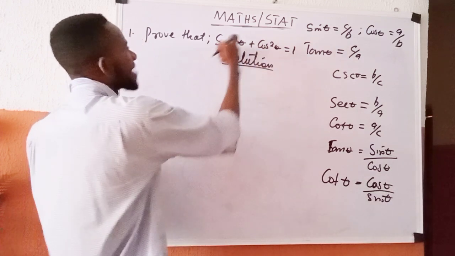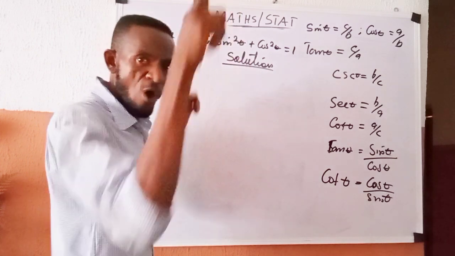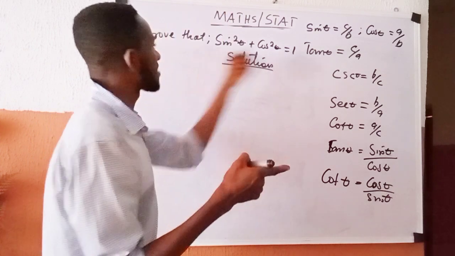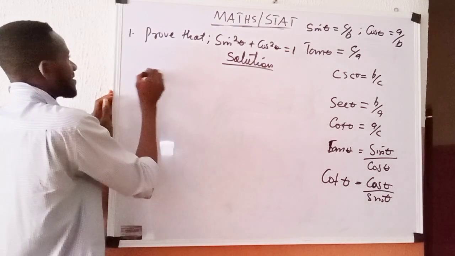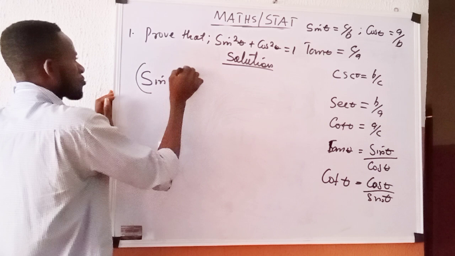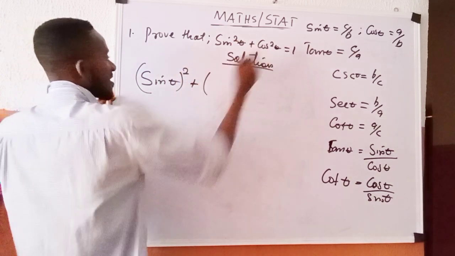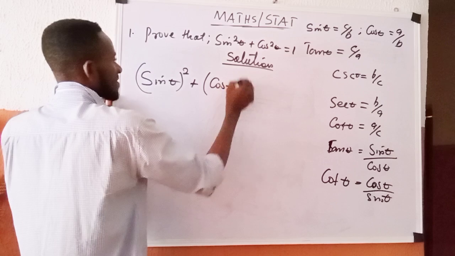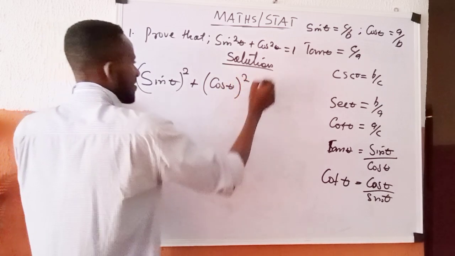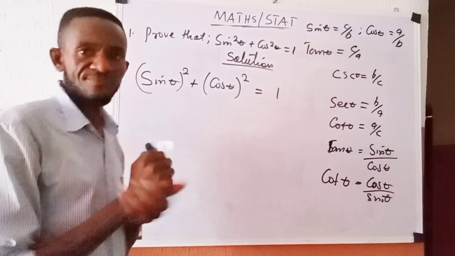When they have sin square theta, it is the same thing as sin theta all squared. So this can be written as (sin theta) all squared. The sign here is what? Plus. Open the bracket: here is (cos theta) all squared. They say I should show that it is equal to 1.